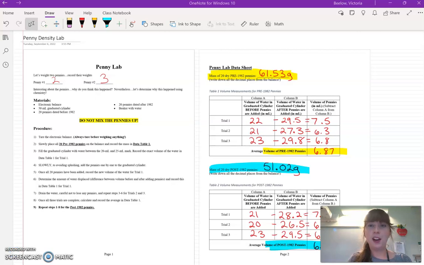Hi, Mrs. Belo here. In this video, I'm going to be explaining the penny density lab. If you were absent for that, I am providing you the data and explaining what we did in the lab.